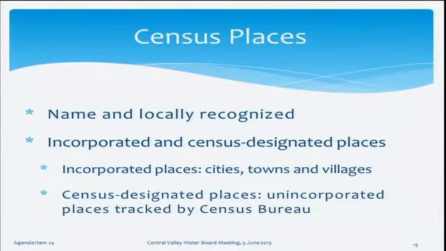So the DWR tool also can map disadvantaged communities as census places. Census places are concentrations of populations with names that are locally recognized. Census places include both incorporated places and census designated places. Incorporated places are self-governing cities or towns, whereas census designated places are unincorporated places that are delineated and tracked by the census.